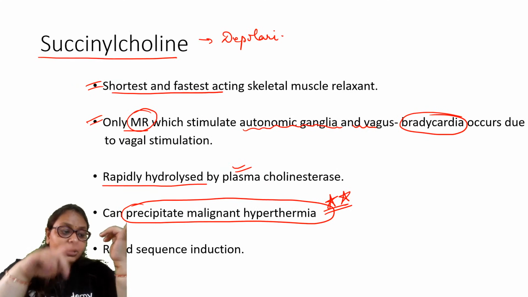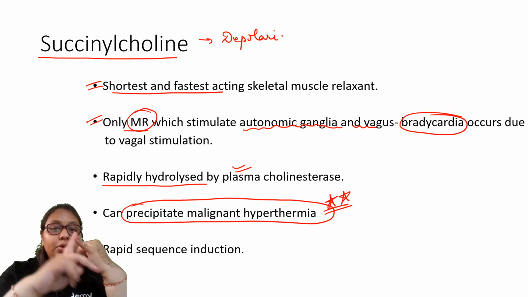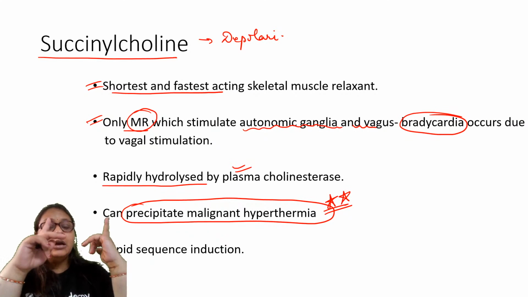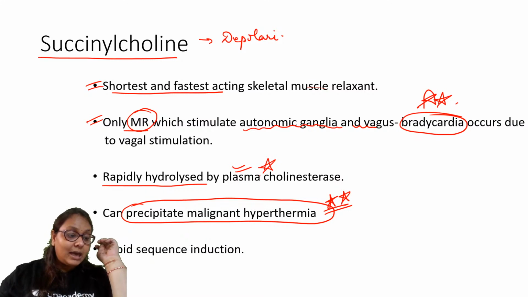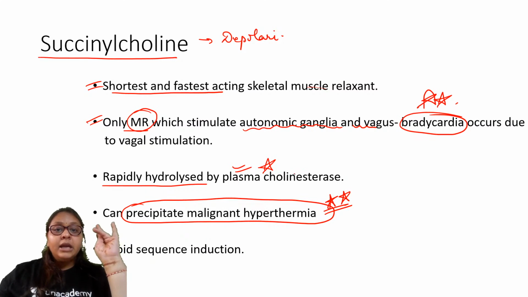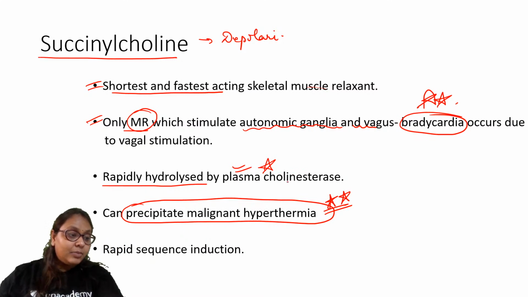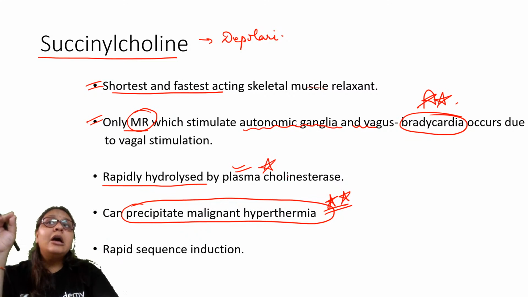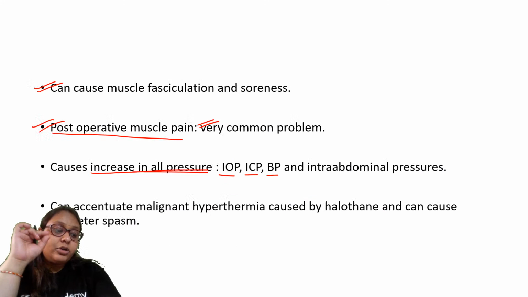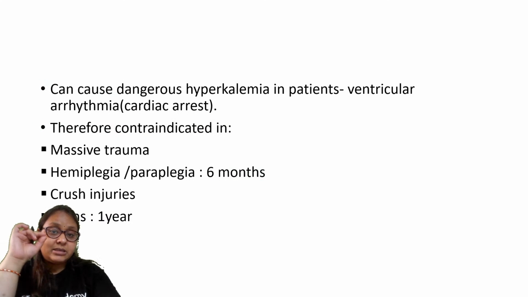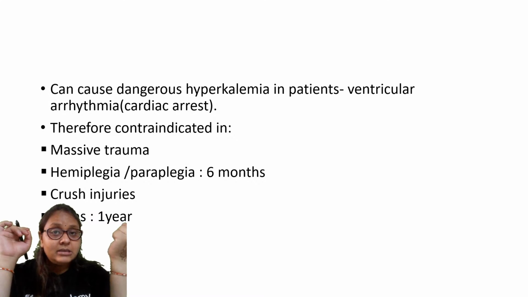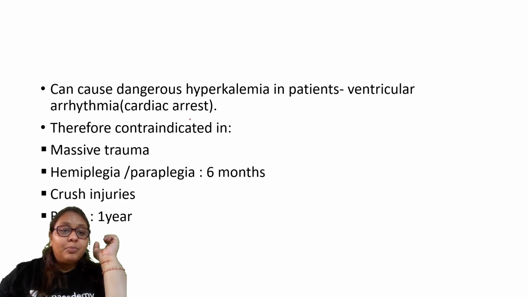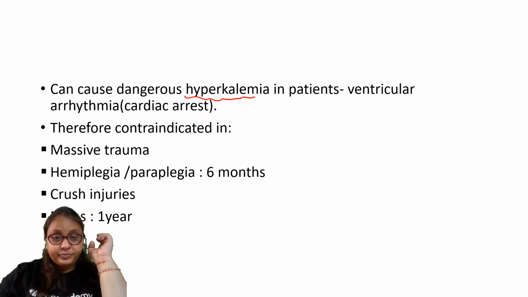This is just a revision class. Important drugs: scoline, depolarizing muscle relaxant, vagal stimulation, bradycardia. Third point, metabolized by plasma cholinesterase, remember. And it can induce malignant hyperthermia. Also it causes post-operative myalgia because of the fasciculations. Now because it is causing fasciculations of the muscles, it can cause hyperkalemia also.